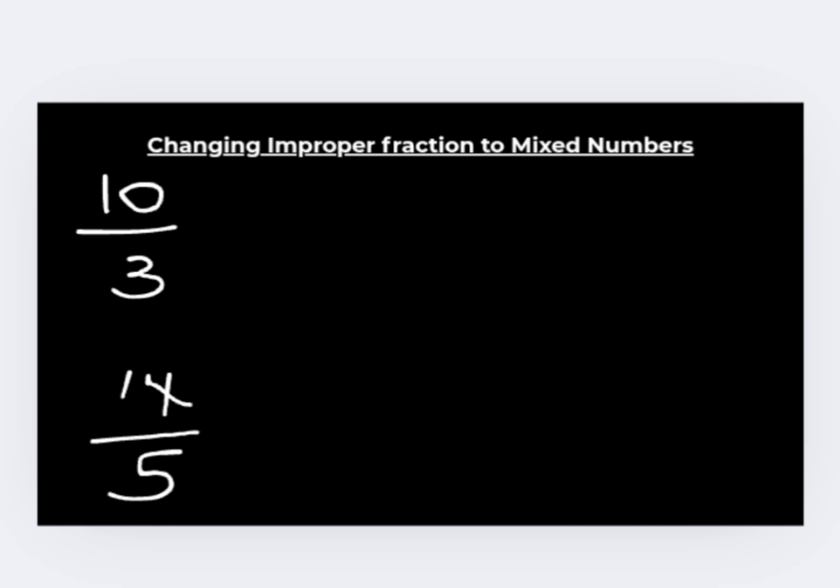So let's learn to change an improper fraction to a mixed number. How do we change an improper fraction to a mixed number or a mixed fraction? Here we have 10 over 3. We want to convert 10 over 3 to a mixed number. This is a simple division. So 10 divided by 3. Now it will always have a remainder. 10 divided by 3 is 3, and to confirm that, we know that 3 times 3 is 9. But there is a remainder, okay? And that remainder is 1.